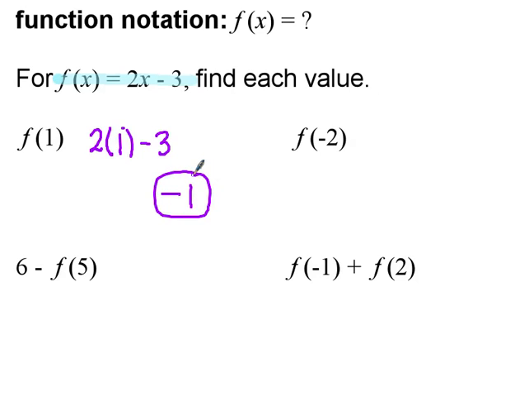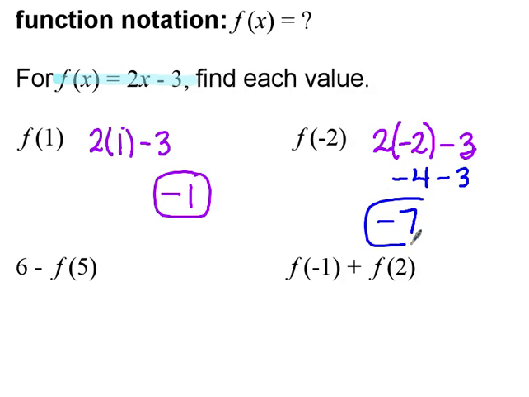What about -2? Plug in -2. I take 2 times -2 and I subtract 3. So what is 2 times -2? Minus 3 is negative what? 7, because it's like -4 and -3.